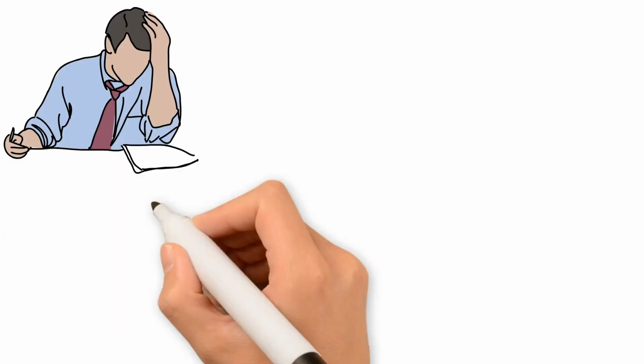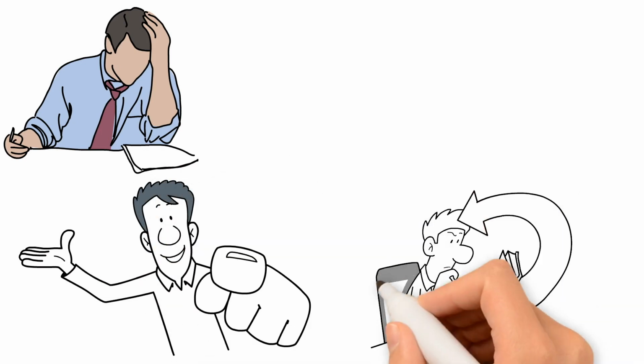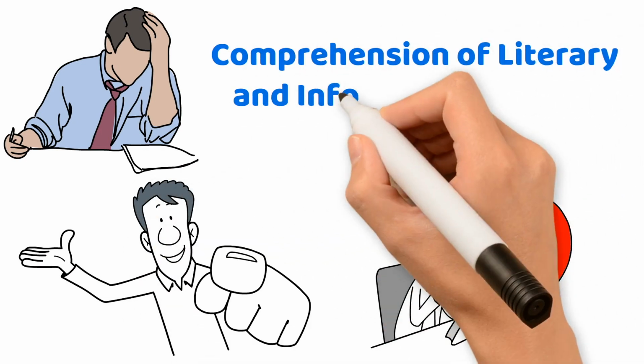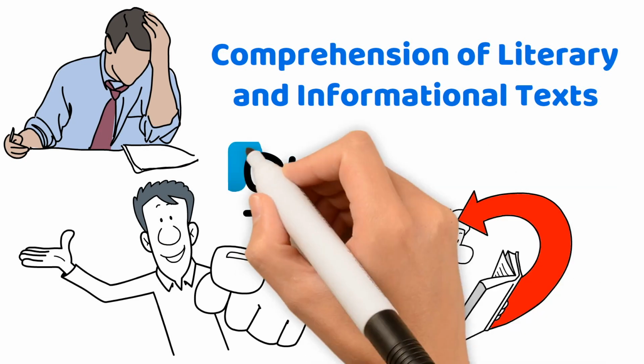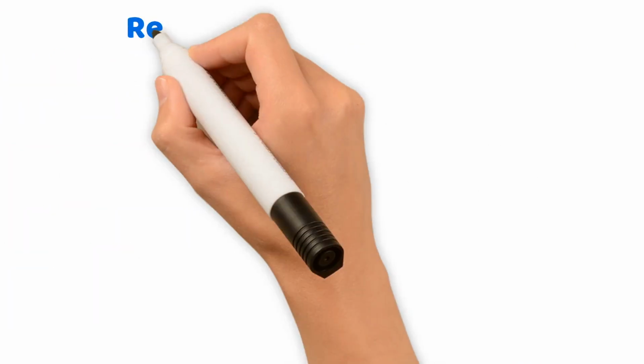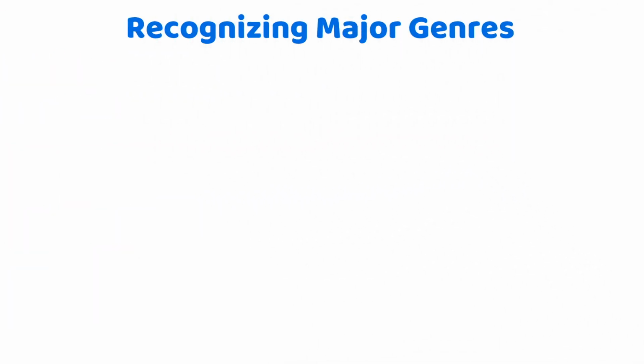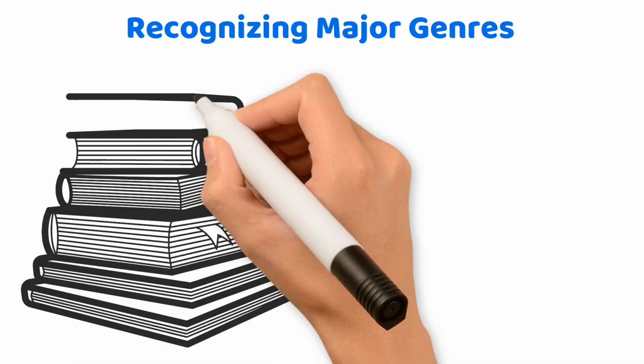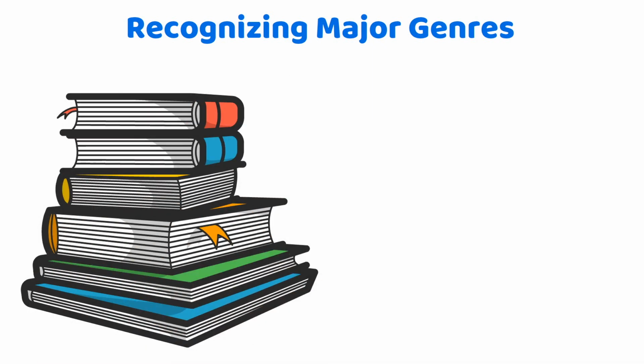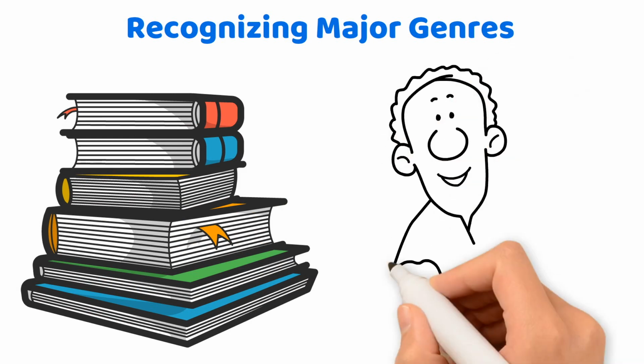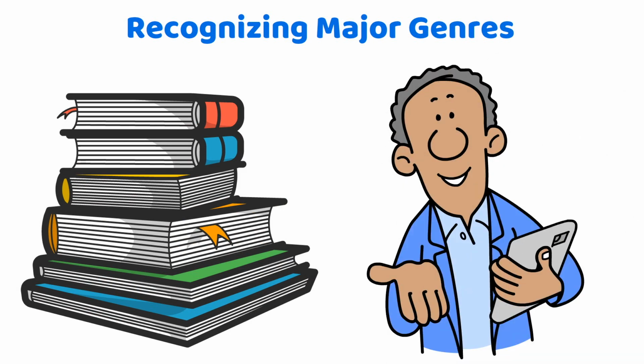For your exam, you're going to need to demonstrate your understanding about the difference between comprehension of literary and informational texts. Let's start with a refresher about recognizing major genres. Genres in literature are categories that help us classify books and stories based on their content, style, and form. Here's a brief overview of some major genres you'll want to be ready to see on your exam.